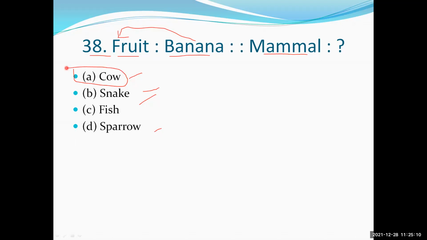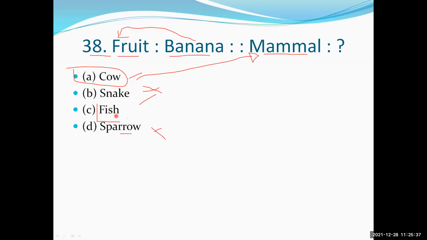Cow is an animal which is a mammal. We are also mammals. Human beings are also mammals. Okay. So snake will not be here. Snake is a kind of serpent. Sparrow is again a bird. Fish lives in water, so its category is different. Yes, Sanyush, that's right. Snake is a reptile.